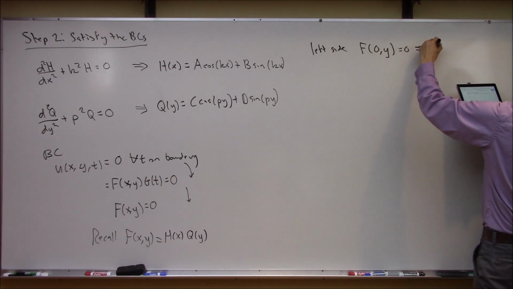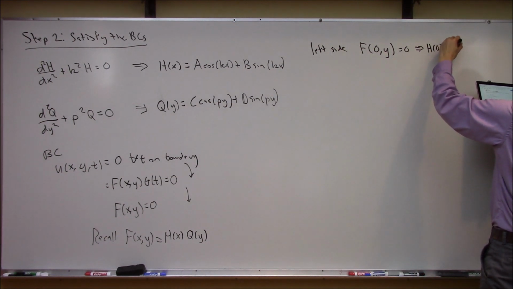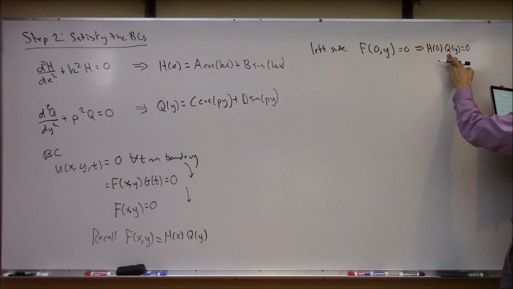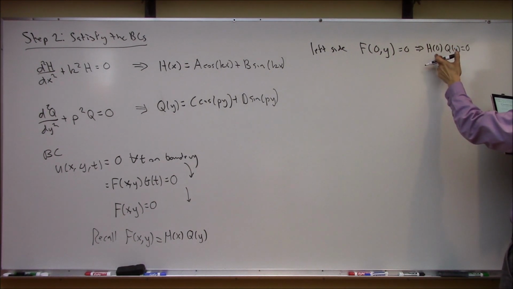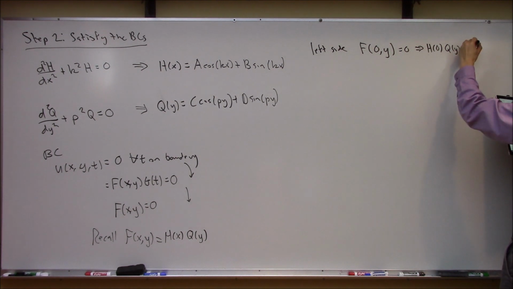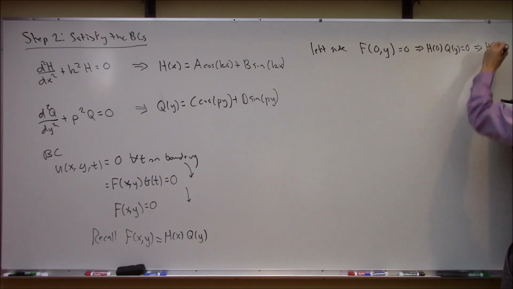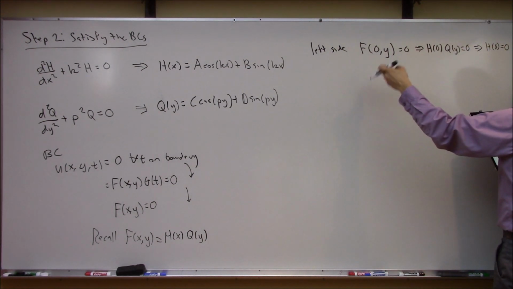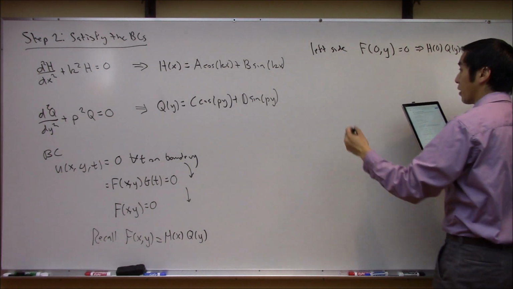So h at 0 times q of y has got to equal 0. Again, we can make the same argument that since q of y is arbitrary, this means that h has to be 0. So the long logic of this is that the left side being fixed trickles down and says that the function h at 0 had better equal 0. How about the right side?